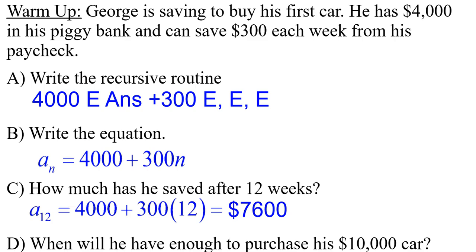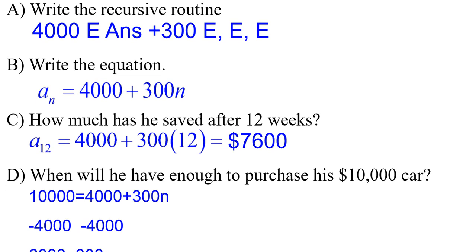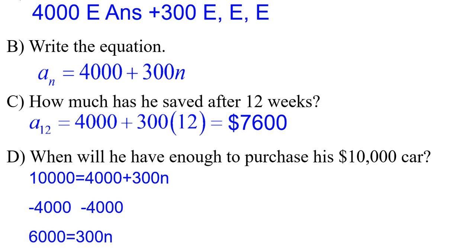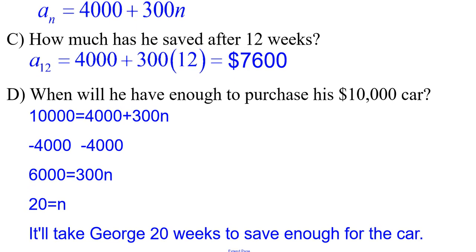When will George have enough to purchase his $10,000 car? Well, $10,000 is the value of the term in the sequence we're looking for, and we want to see what term number that is for n, so we can just undo our equation and solve for n. So I've got 10,000 equals 4,000 plus 300n. Undoing the order of operations, we're going to subtract 4,000 from each side. That leaves us with 6,000 is equal to 300n. Then I see that multiplication, so I'm going to undo that with division. That means n is 20. So it will take George 20 weeks to save enough for his car.